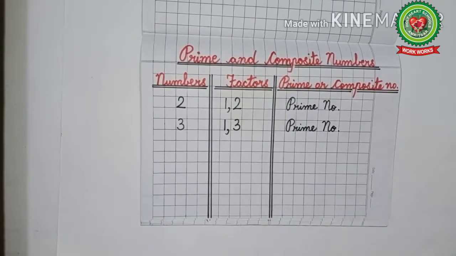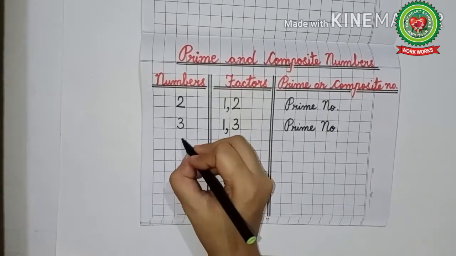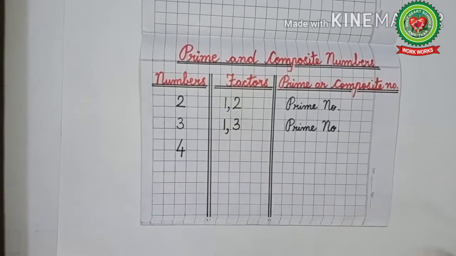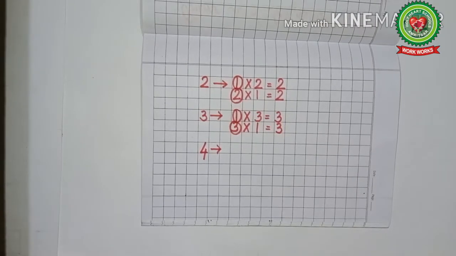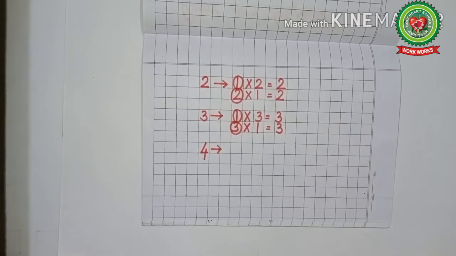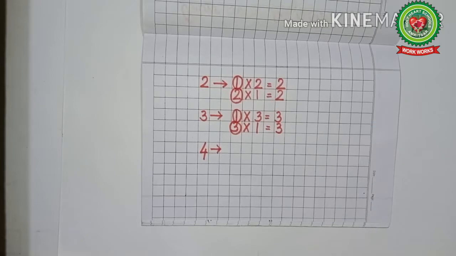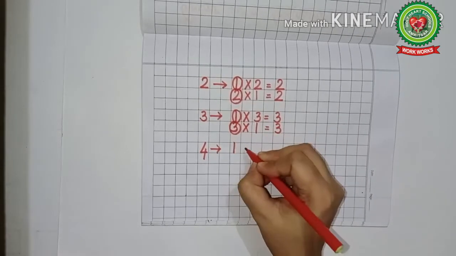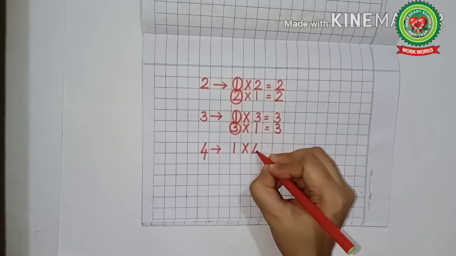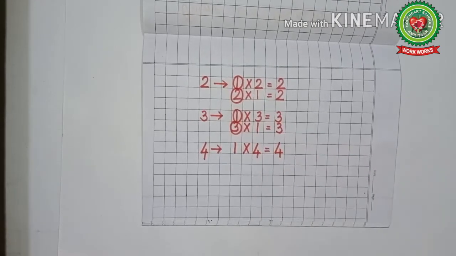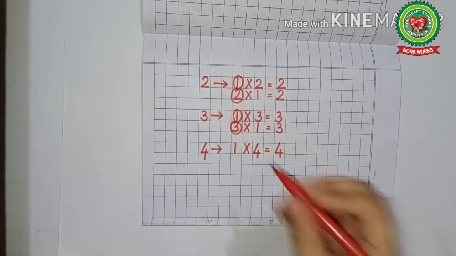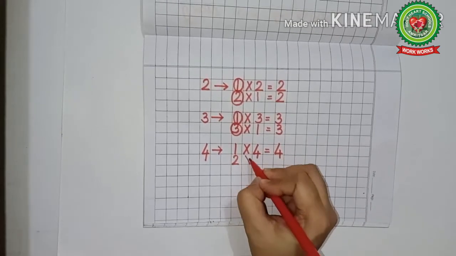Now let us take the next number, that is 4. Now 4 comes in which table? Now we know that every number will come in the table of 1. So 1 4's is 4. Now let us check 2's table. 2 1's are 2. 2 2's are 4. So 4 is coming in the table of 2.